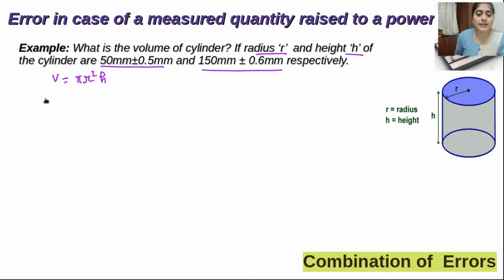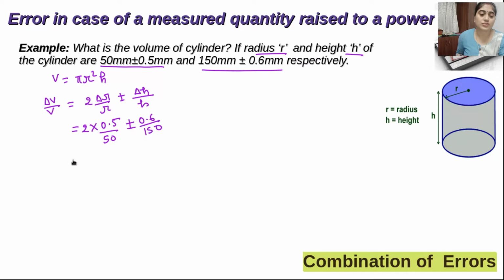So what will be delta V by V? Simply 2 times delta R by R plus minus delta H by H. So we are multiplying by the power, and simply adding the relative errors. So what will this be? 2 times delta R, which is 0.5 mm, 0.5 divided by 50, and plus minus 0.6 divided by 150.